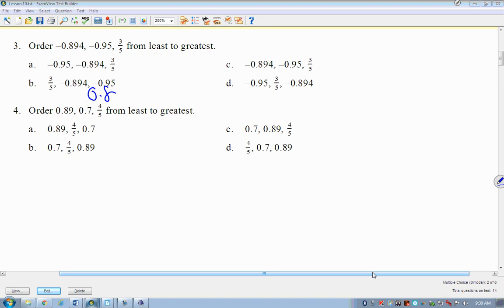So we've got 0.89, 0.7, and 0.8. Well, which is bigger, 0.8 or 0.89? 0.89 is bigger because what is after the 8? 0, and 9 is bigger. Okay, so if we order these from least to greatest, I should get 0.7, 4/5, and 0.89. Okay, so far pretty easy.